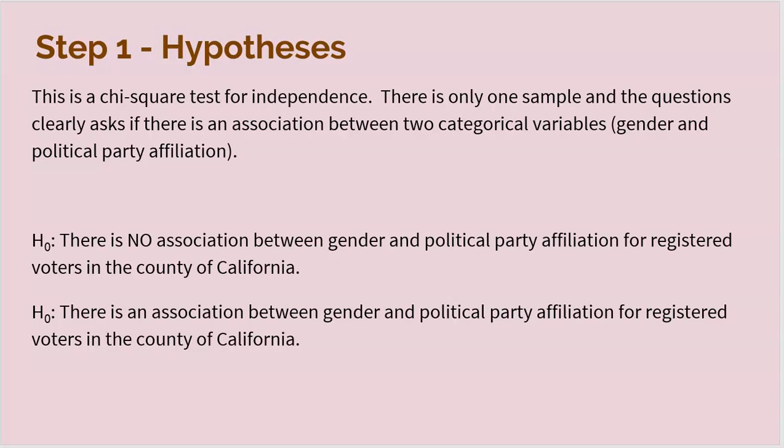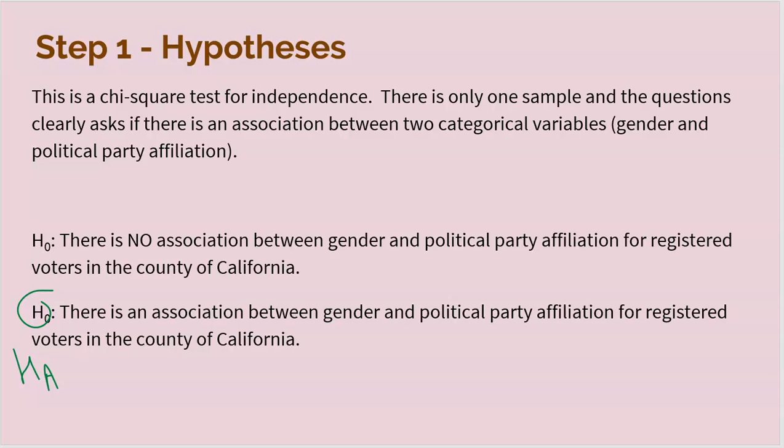And the alternative, sorry, there's a little typo there. It should be a little H sub A there. The alternative is that there is an association. Something about being a male makes me more likely to do this or less likely to do that.